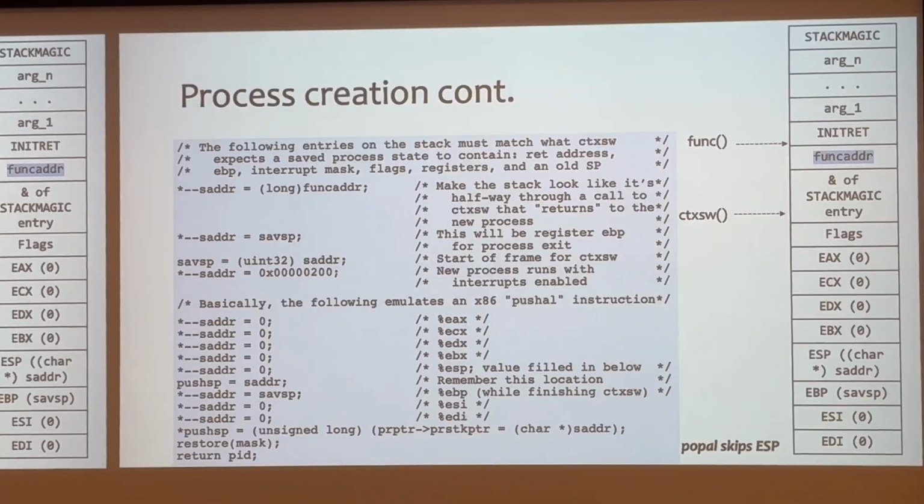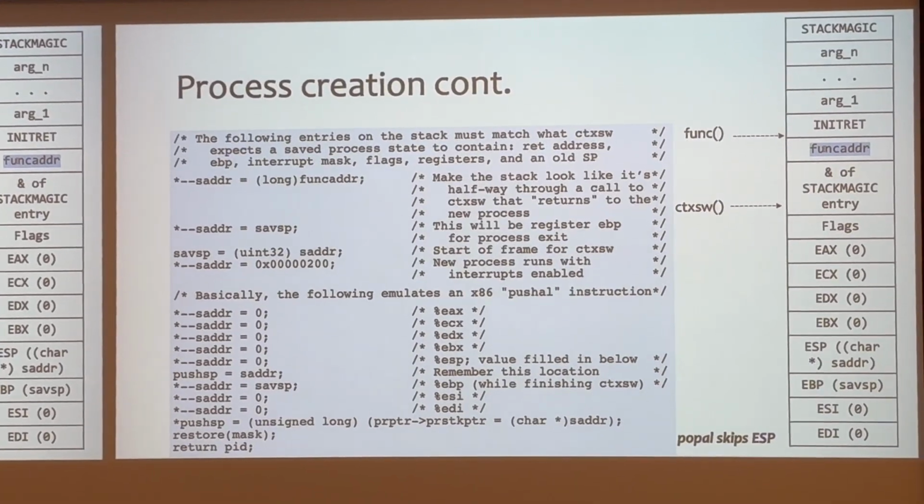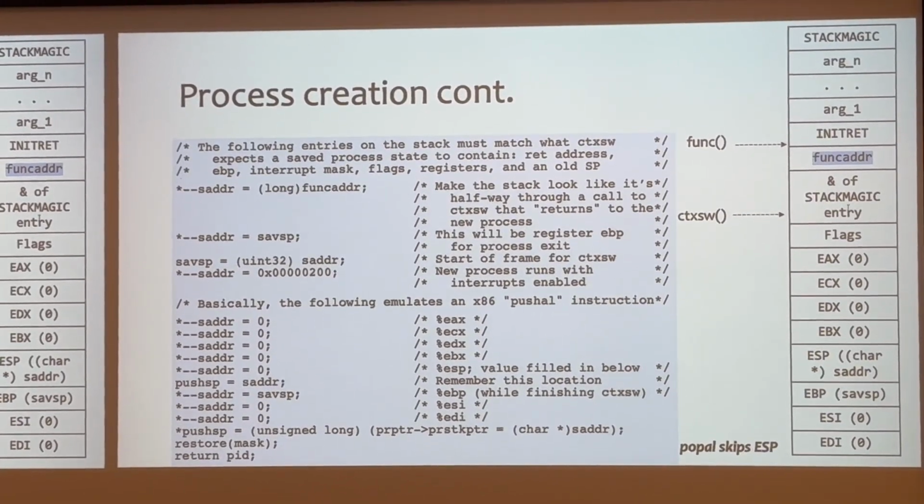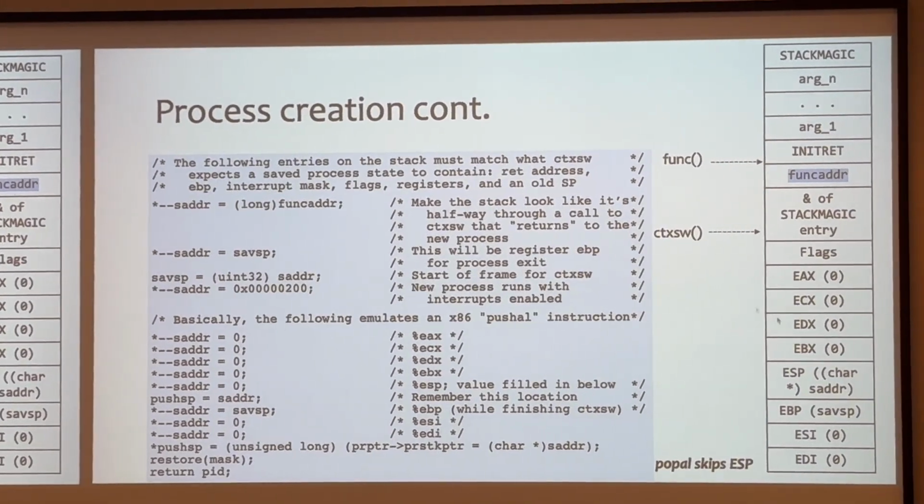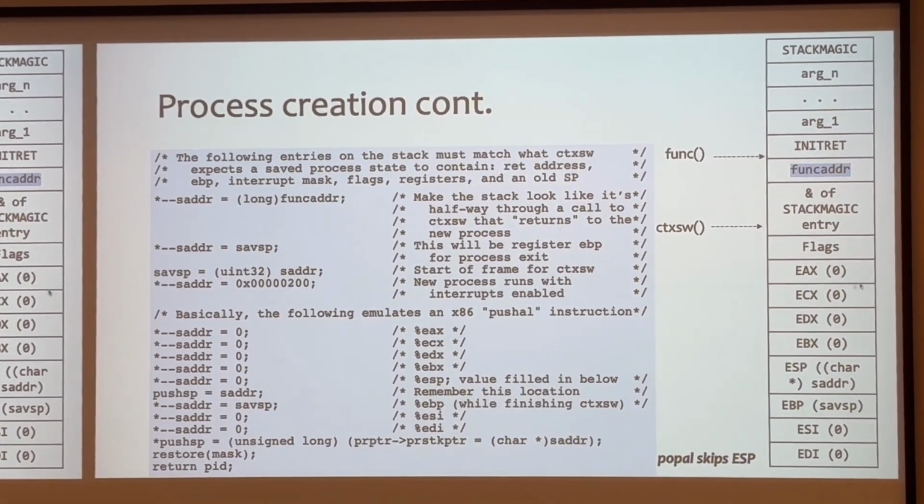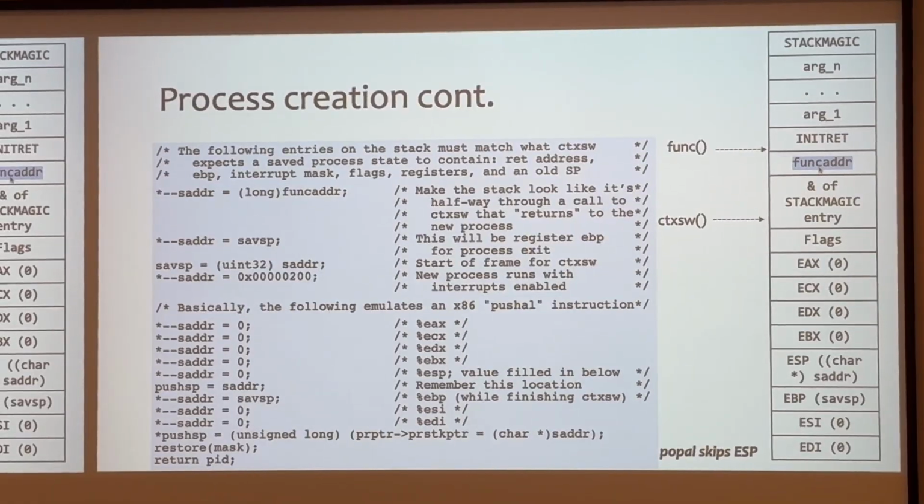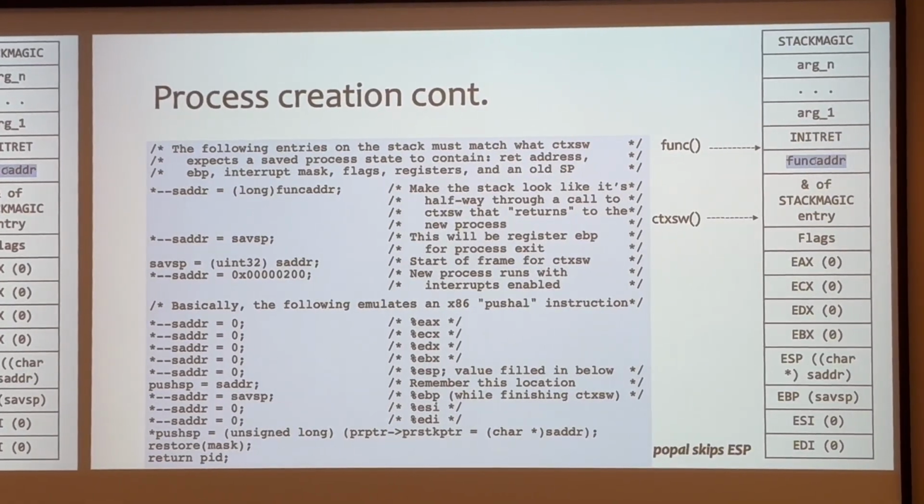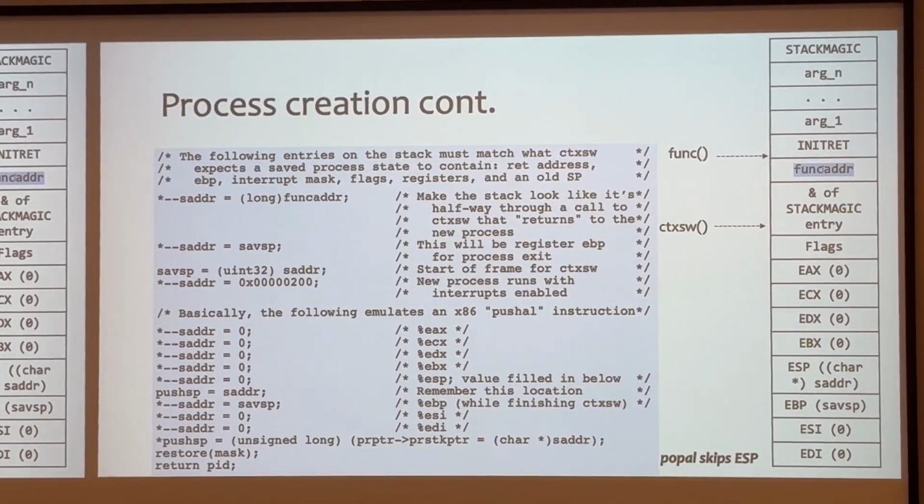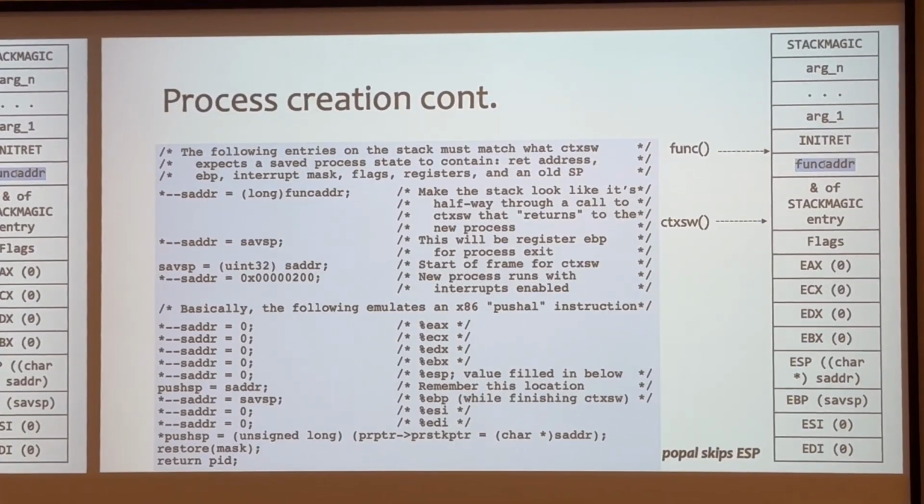Okay? So this is the key. We put the function address here, so when the context switch happens for this new process, it's going to return to this function, to this user program, and start execution from there.